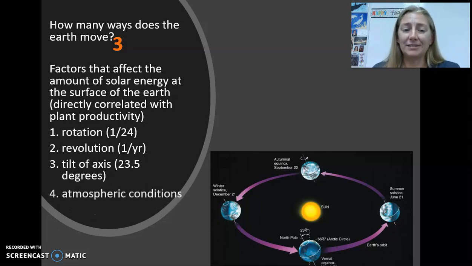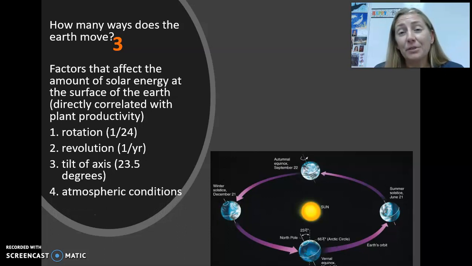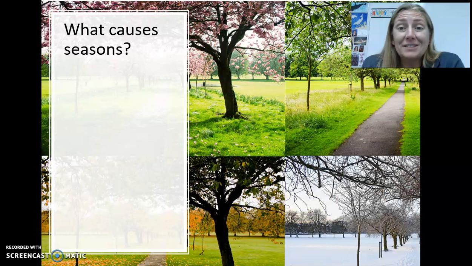And I do have one last thing on here, the atmospheric conditions, which have nothing to do with the Earth moving, like in terms of this question, but the atmospheric conditions will also affect the amount of sunlight that reaches the surface of the Earth. Obviously, on a cloudy day, less sunlight will reach the Earth. But we're going to be focusing on the first 3 things in this little video.